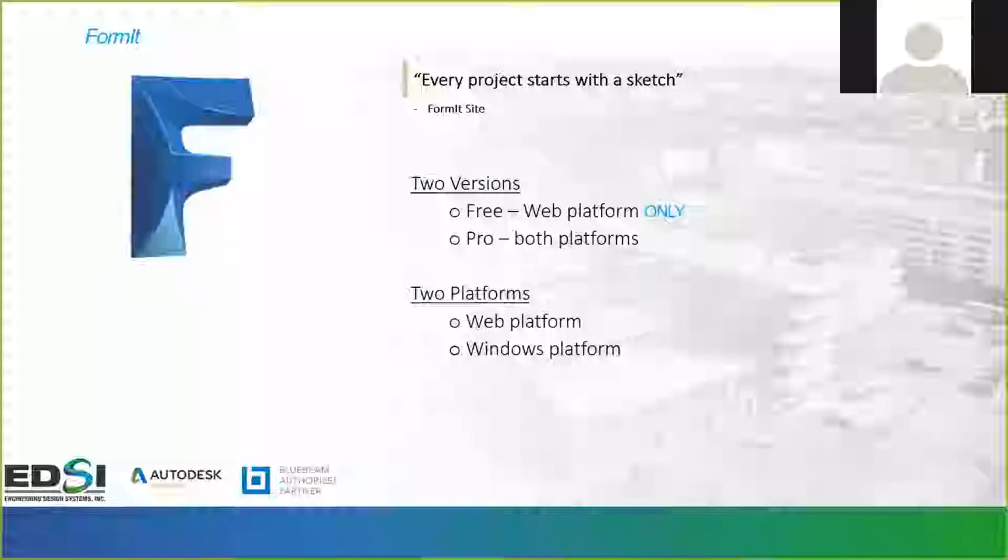Every project starts with a sketch. This is per FormIt's site, how they want to convey their product. There are 2 versions: the free version and the Pro version. The free is only available on the web, and Autodesk recommends using either Google Chrome or Firefox to use the platform. Unfortunately, it does not work very nicely with Internet Explorer. The Pro version does have a Windows desktop app that you can use.